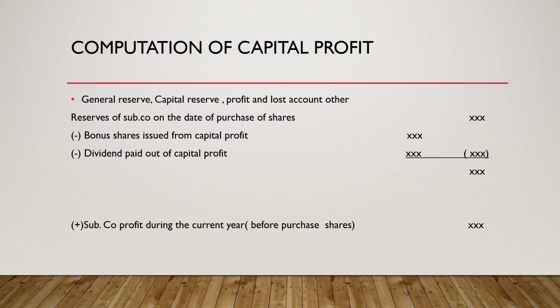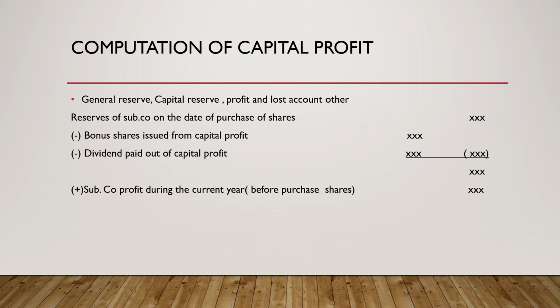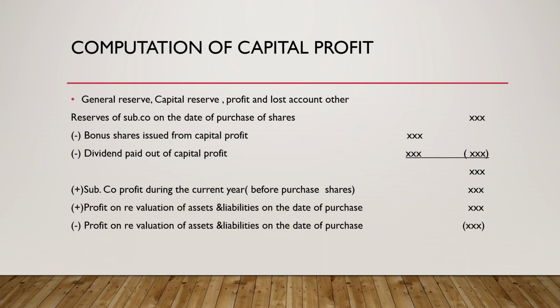And next, if there is any profit earned by the subsidiary company during the current year before the date of purchase of shares, that will be calculated and added along with capital profit. At the same time, at the time of purchase of the majority shares, there is the possibility of profit or loss on revaluation of assets and liabilities. If there is any profit, simply add. If there is any loss, simply subtract.